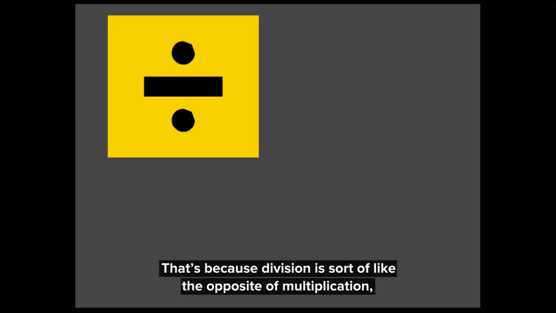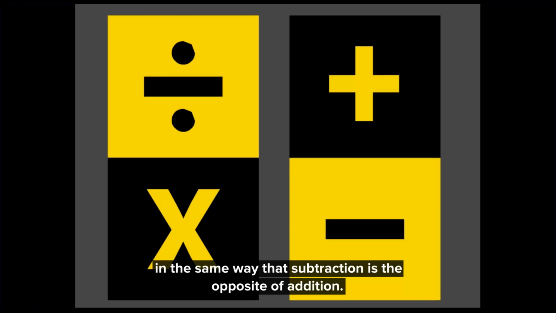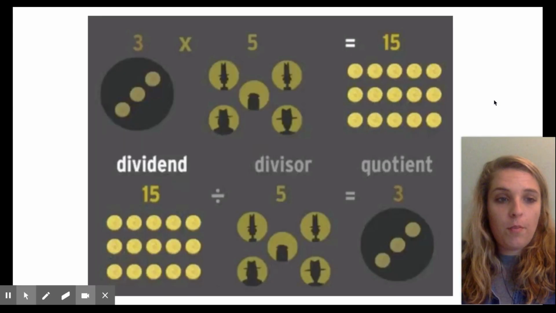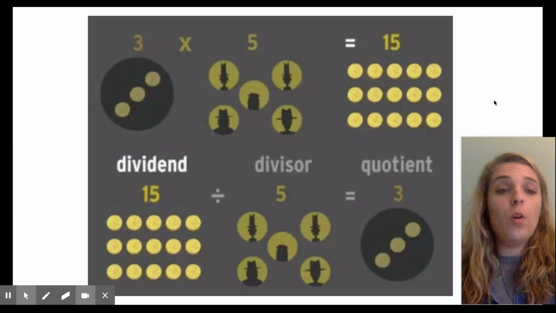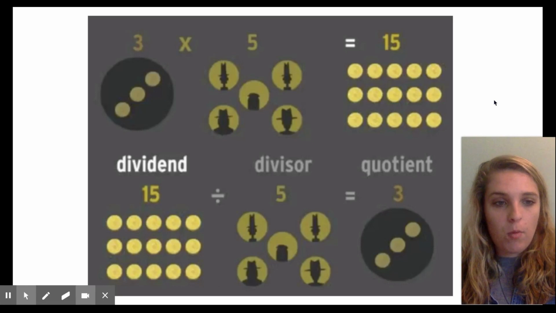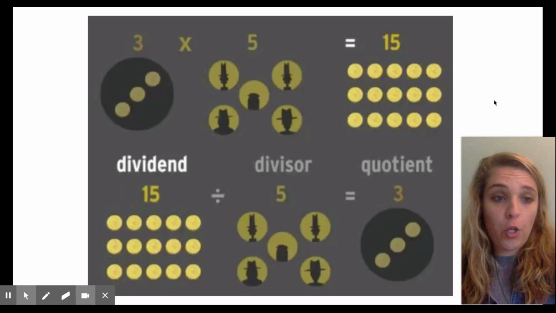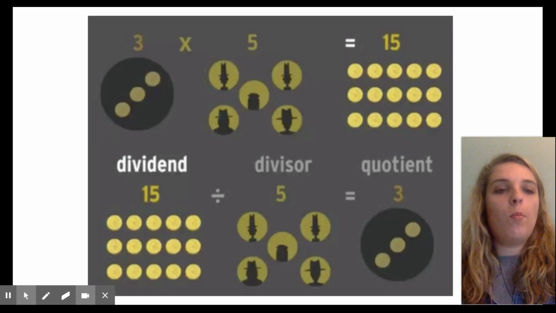That's because division is sort of like the opposite of multiplication, in the same way that subtraction is the opposite of addition. You may have heard Tim use some words that are a little bit unfamiliar to us, but we do know what these words mean. So I'm just going to quick and fast review the types of terms that we might be more used to using. So when he said the word dividend, basically that's just what we call the total number of things that we're splitting apart or that we're sharing when we are talking about division.